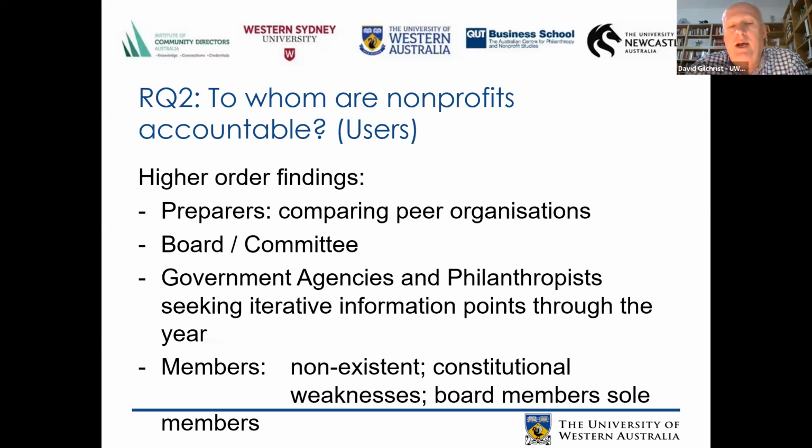The third group that was quite interesting in terms of users, and illuminating from the point of view of setting non-profit accounting standards in this country, was the observation by a number of report preparers that government agencies and philanthropists actually are seeking more iterative information points throughout the year, rather than just one financial report at the end of the financial year. And so in this piece of research, we've been able to identify that government agencies and philanthropists want more than one financial report a year, and they also want more operating information rather than just financial information.